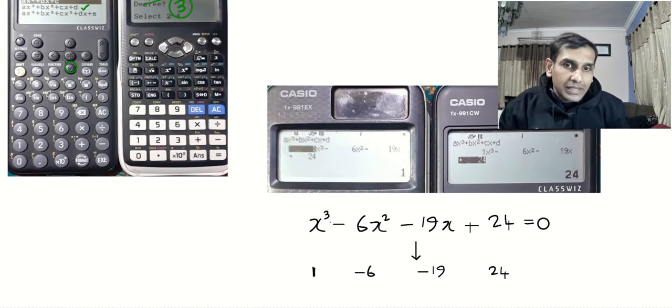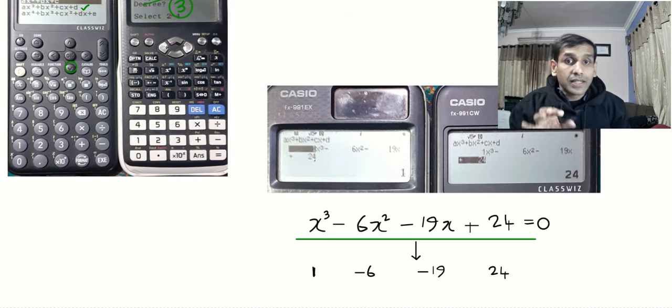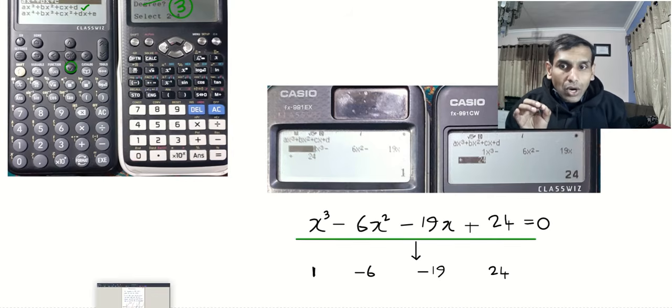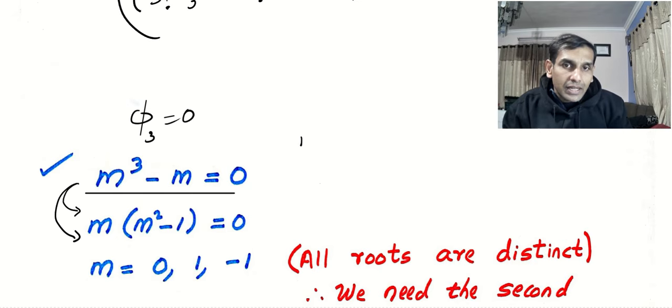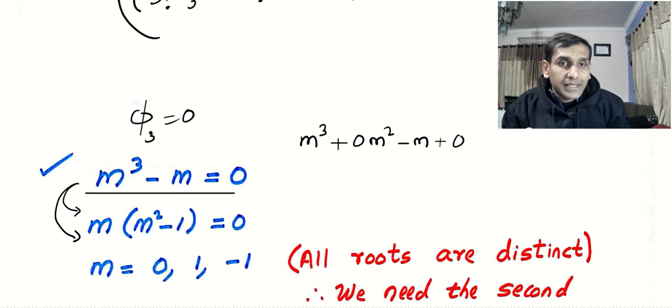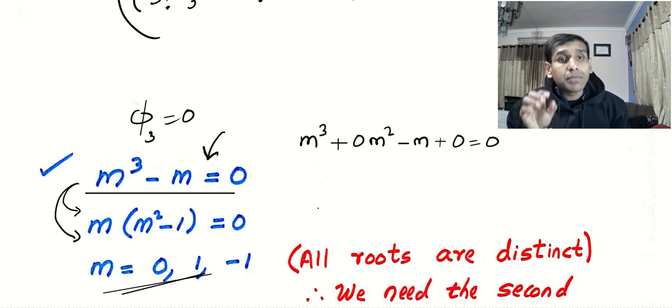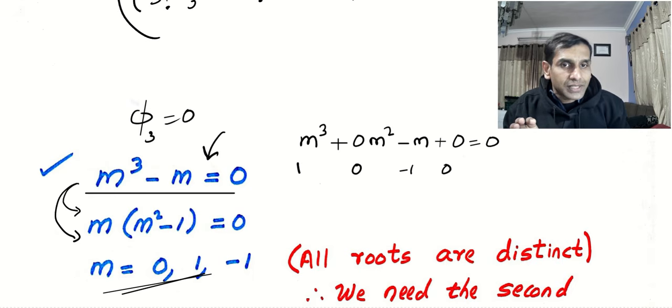And then look at this. This is the equation that I'm trying to solve. So I'm plugging in all the coefficients. Please remember, you have to plug in all the coefficients. Here, can you see? m cube plus 0m square minus m plus 0 equal to 0. This equation is too simple. You can solve it without a calculator. But in exam, they ask tough questions. So be ready with a calculator. And you have to enter the coefficients 1, 0, minus 1, 0.